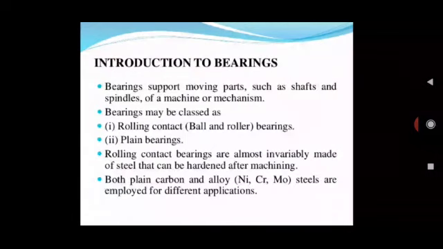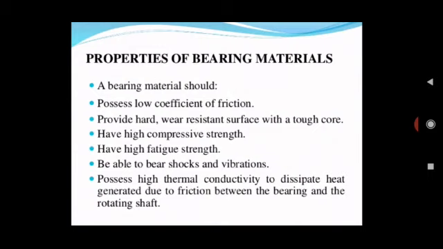Properties of the bearing material. The bearing material should have low coefficient of friction. This is one of the most important properties of the bearing material. This is because when coefficient of friction is low, there is less friction, and less friction results in less wear and less degradation of the bearing material. Hence the life of the bearing increases. So that is why the material should have low coefficient of friction.